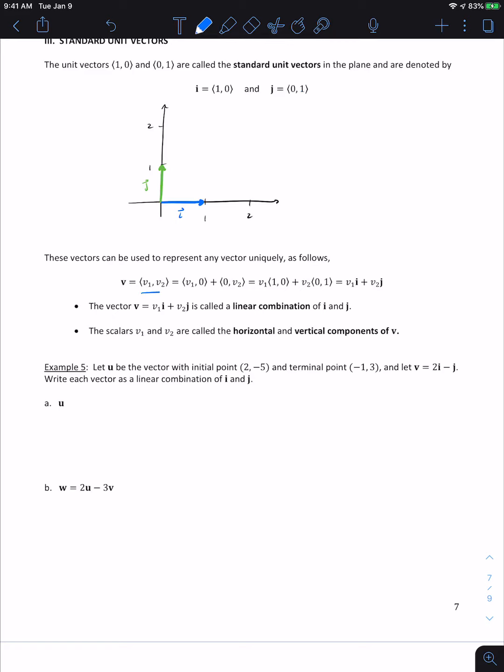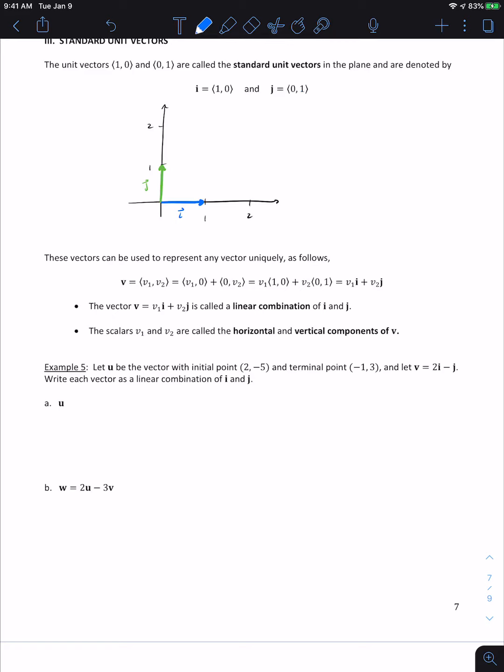These vectors can be used to represent any vector uniquely as follows. Say I have a vector (v1, v2), then I can rewrite it as (v1, 0) plus (0, v2), and then since v1 and v2 are just scalars, I can pull those out, like going backwards with our scalar property. Then notice that I have (0, 1) and (1, 0), so I replace those with j and i. So any vector v can be written as v sub 1, the first component, times i, plus the second component times j.